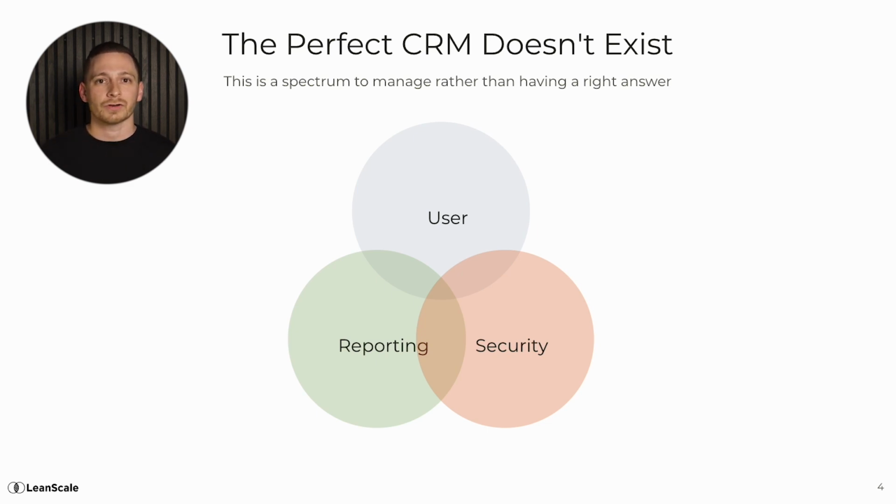The three main things you're going to be looking to optimize for is 1, user experience, 2, reportability, and 3, data security. Depending on the needs of your business, you may index a little bit more towards one of these priorities or a combination of them.